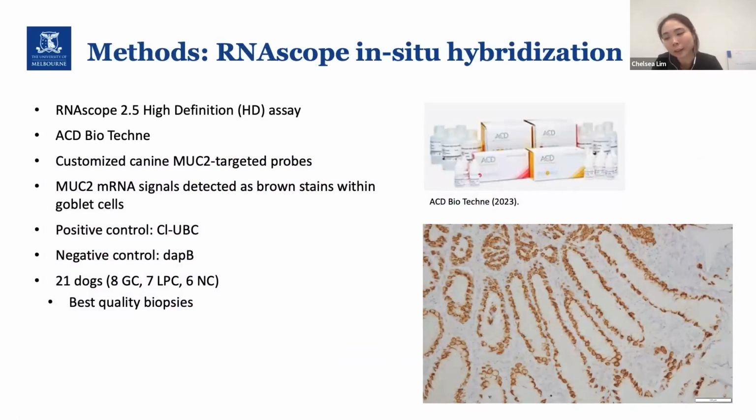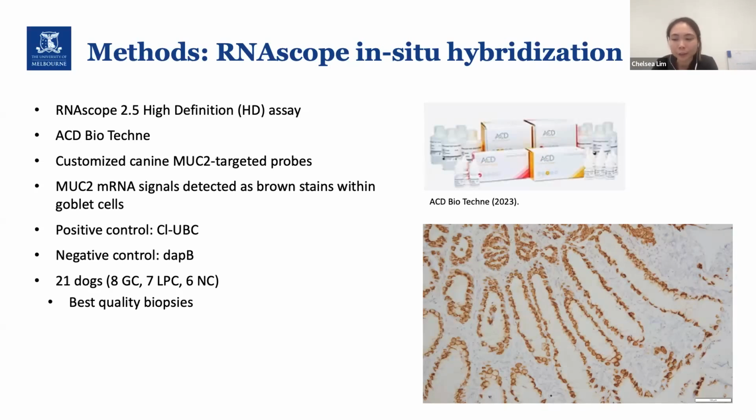Subsequently, MARC2 RNA localization was assessed with RNAscope in-situ hybridisation, which is a novel technology, utilizing customized canine MARC2 targeted probes and an amplification system to quantify MARC2 RNA present in the colonic epithelium. MARC2 RNA signals were then visualized with standard light microscopy as brown stains within goblet cells, as seen from the image below. For each hybridization run, the housekeeping gene CLUBC was used as the positive control, while DAB, which is a bacterial gene not expressed in mammalian tissues, served as a negative control probe.